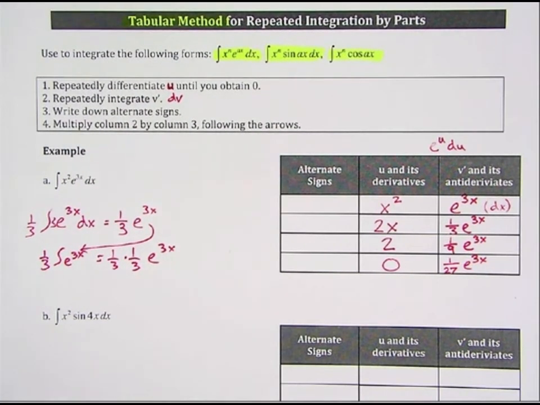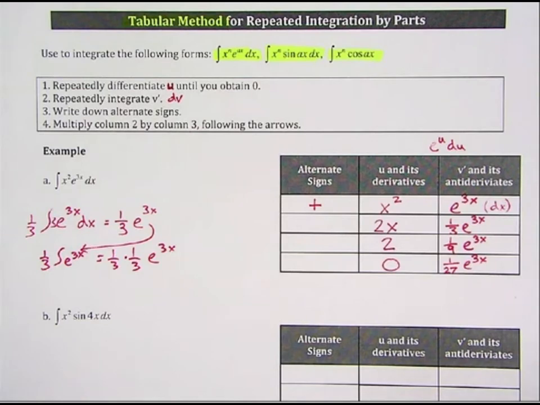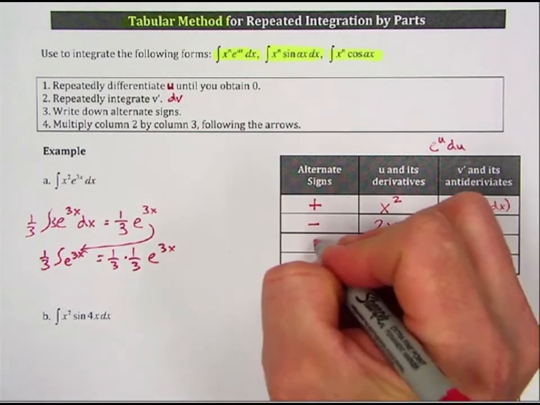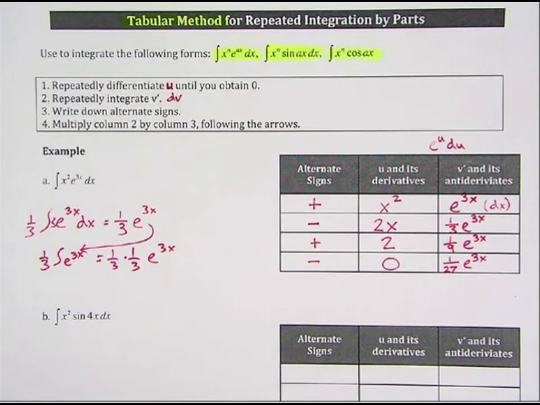Now, for the alternating signs, we're going to start with positive, and then we go negative, and positive. Do you always start with positive? Always start with positive, and then alternate the signs. Just like that. Yep, just like that.